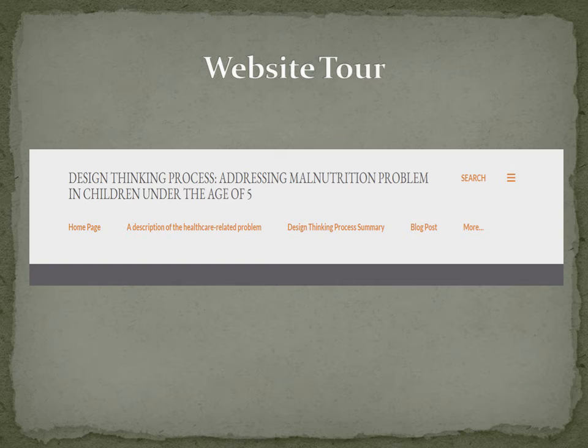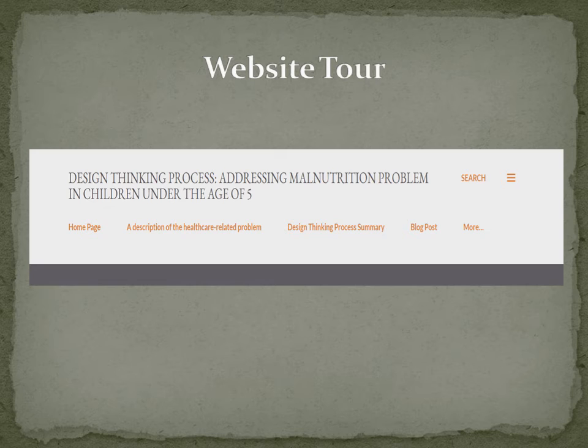So let's take a tour of my website. The title of the website is Design Thinking Process in Addressing Malnutrition Problem in Children Under the Age of 5, as you can see. We have the home page, which has brief information about design thinking and the goals of the United Nations Development Program of making life better for communities.